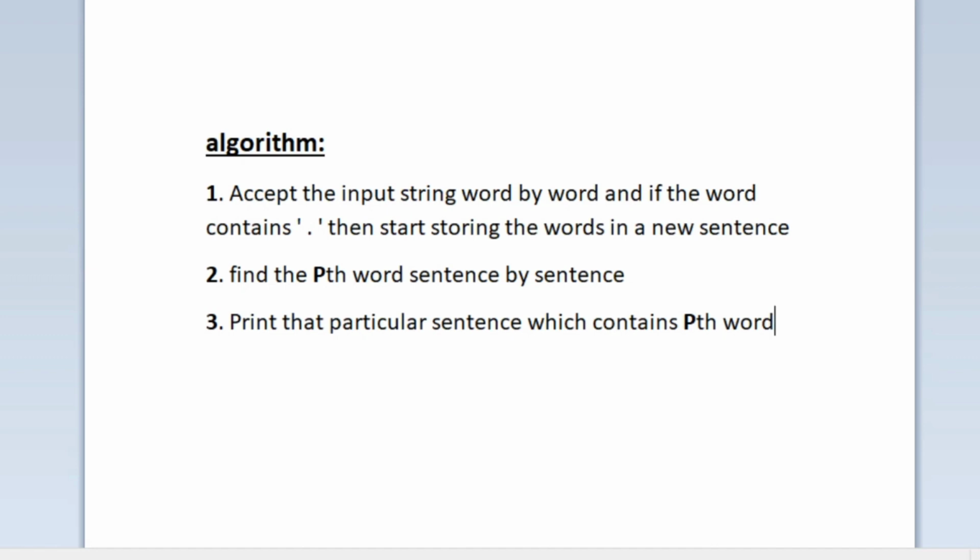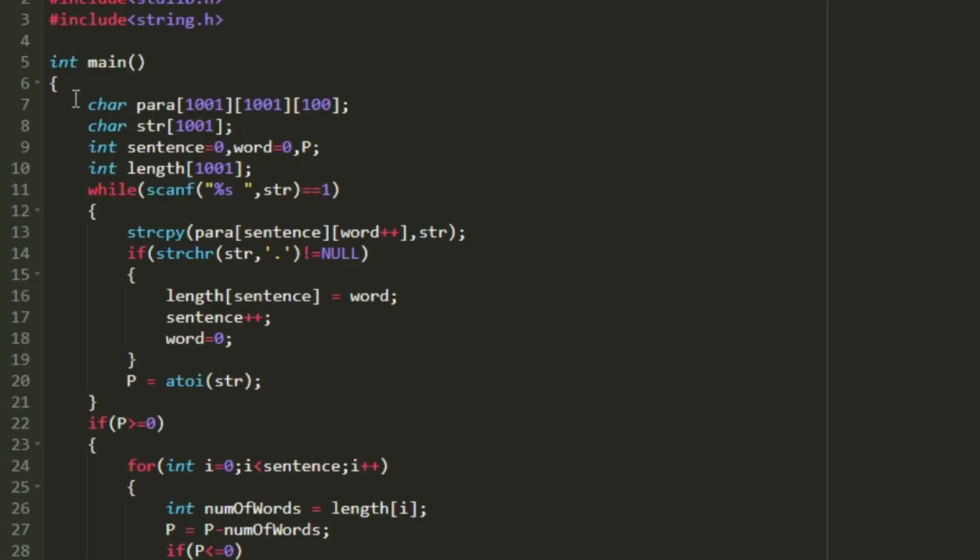Now let us see our program. First I am creating a 3-dimensional character array named para. The first parameter is the row, the second parameter is the column, and the third parameter is of size 100, which means in every row and column index we can store up to 100 characters. That is how this 3-dimensional array works in character.